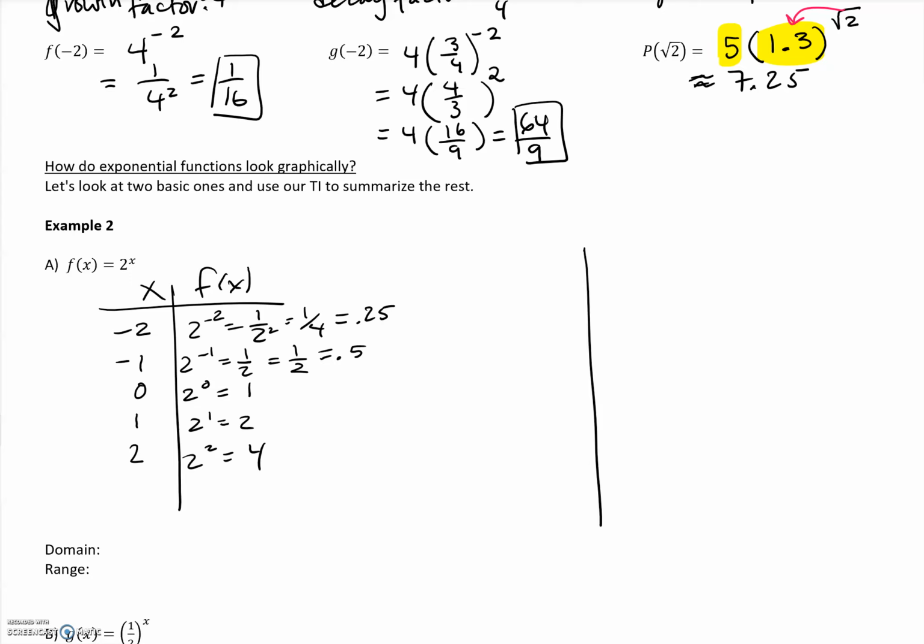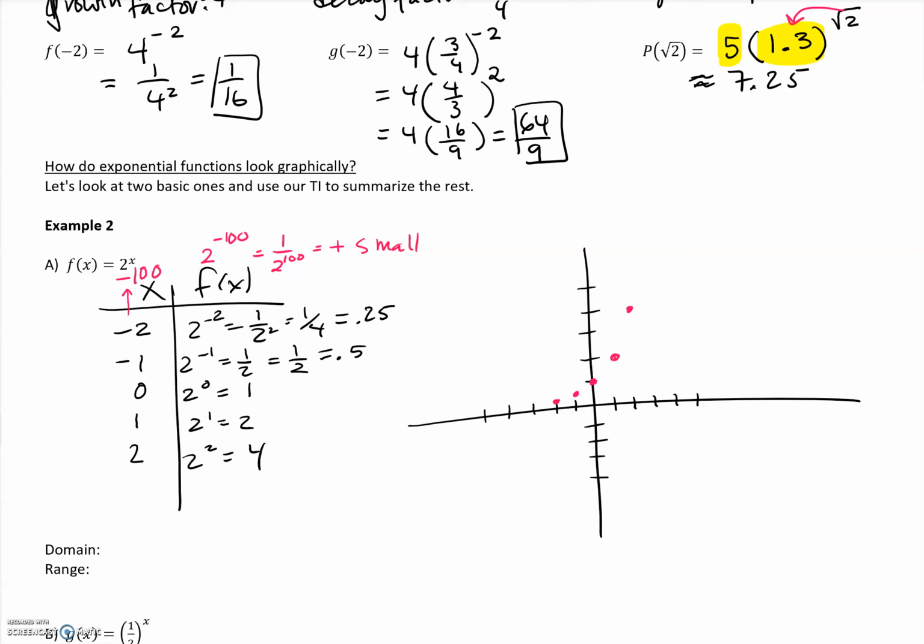If I quickly sketch that, at -2 I get something tiny like a quarter, at -1 a little bit higher at a half, at 0 it's 1, at 1 I'm getting a 2, and at 2 I'm getting a 4. And notice, even if I put in -100, I'm going to get 2 to the -100, which is 1 over 2 to the 100, which is still some positive small number. So even if I'm way out here, I'm still above the x-axis.